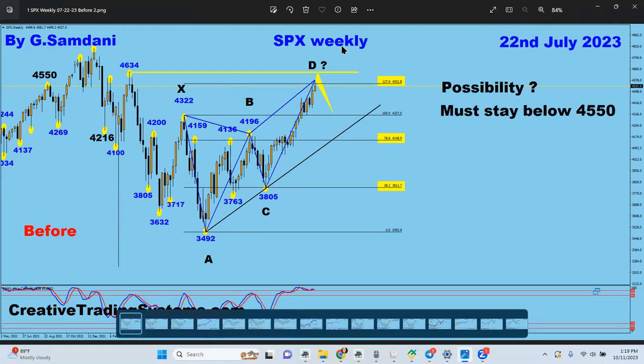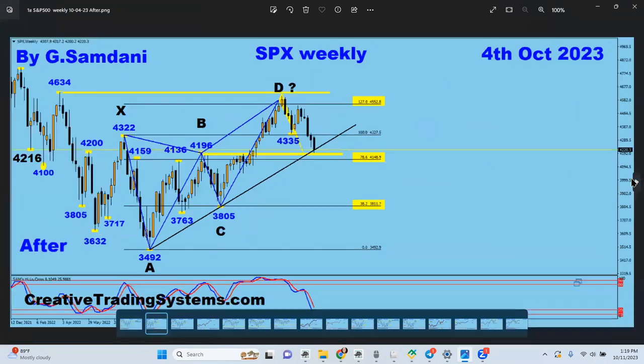This is the S&P 500 weekly chart I made on the 22nd July when it was here. So I said somewhere here it is going to make the turn and come down to this rising TL. And then after that, we will see. First things first, where are we going to go, right? This is what I was expecting, and this is what happened on the 4th October. So after that, obviously this 41.96 and this TL was hit.